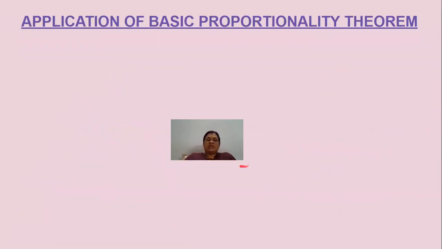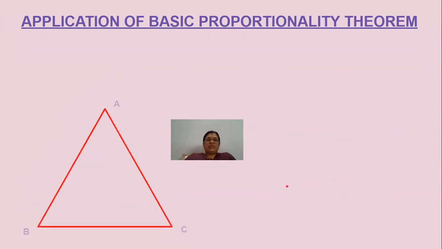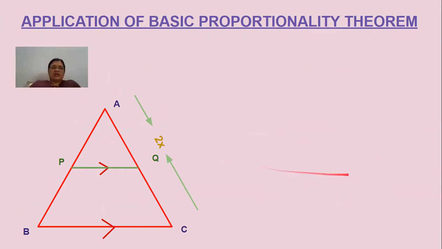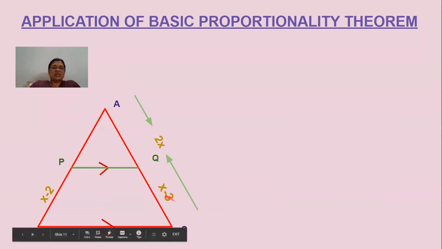Next, one more problem. This is a little bit difficult problem. See here again, the triangle is given, the values are given. Here AC is given. AC is how much? It is 2x. So here an unknown value is given. X is an unknown value. And QC is given, PB is also given. QC is x minus 3. And PB is x minus 2.